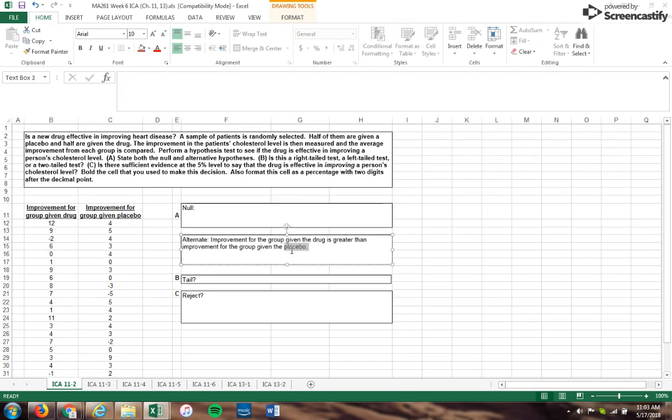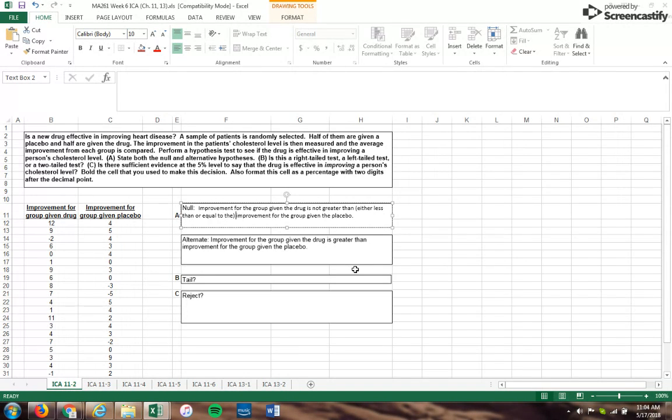Okay, and a lot of times what I will do is I'll just copy this and paste it up here, and we'll change it. Improvement for the group given the drug is not, the easiest thing to do would be not greater than improvement for the group. And so what that tells us, not greater than, means it is either less than, or it could also include equal to the improvement for the group given the placebo. So if it's not greater than, it could be the same. Our test could show that the improvement is the same for both the drug and the placebo group. So that's why it's easiest really to use the word not to represent everything else in your null hypothesis.